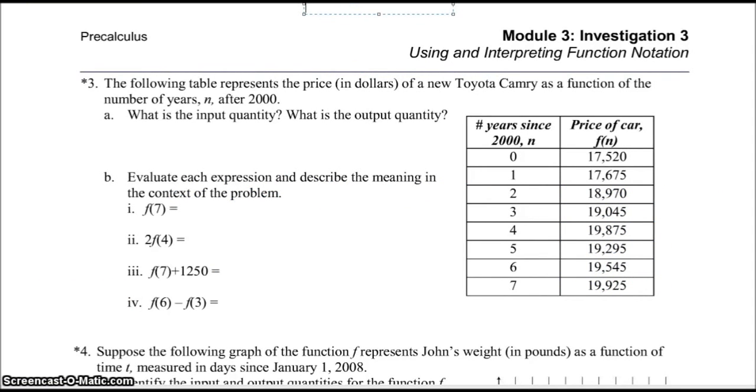Number 3. The following table represents the price in dollars of a new Toyota Camry as a function of the number of years after 2000. What is the input quantity and what is the output quantity? So recall our definition of function. When we say a new Toyota Camry as a function of the number of years, then the price of the Toyota Camry is the dependent variable, the number of years is the independent variable, the price is the output, and the number of years is the input.